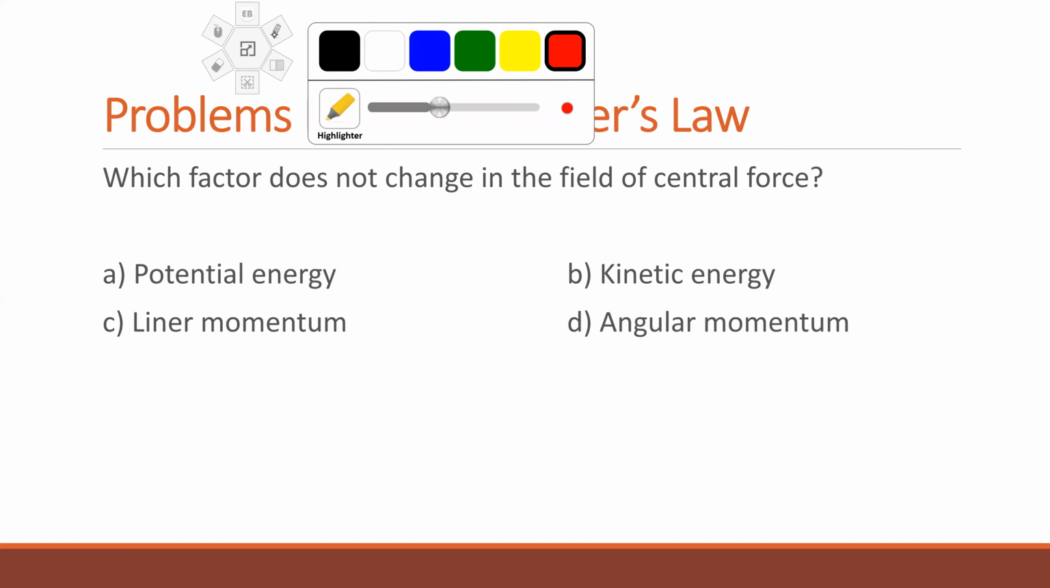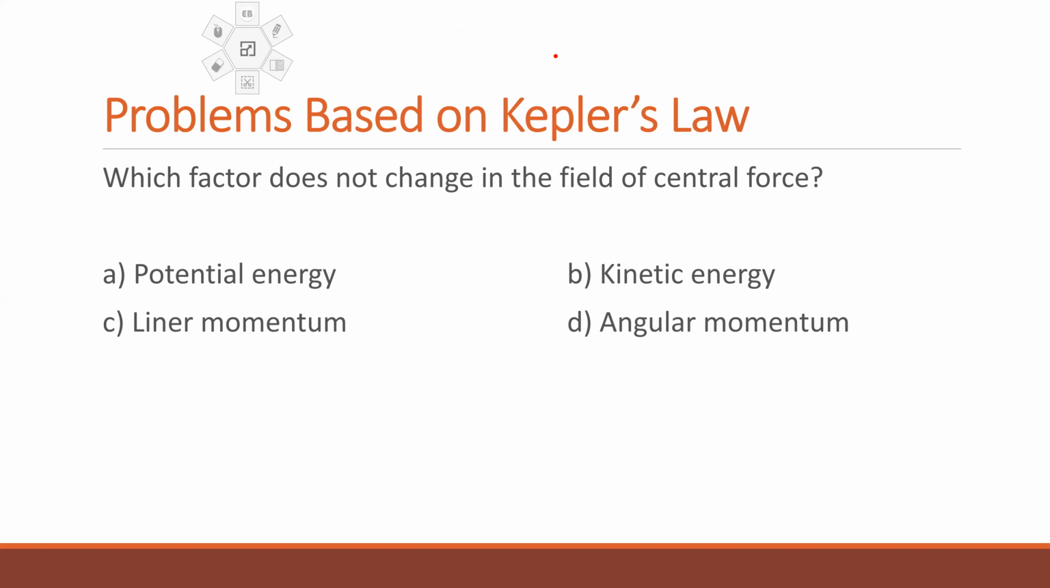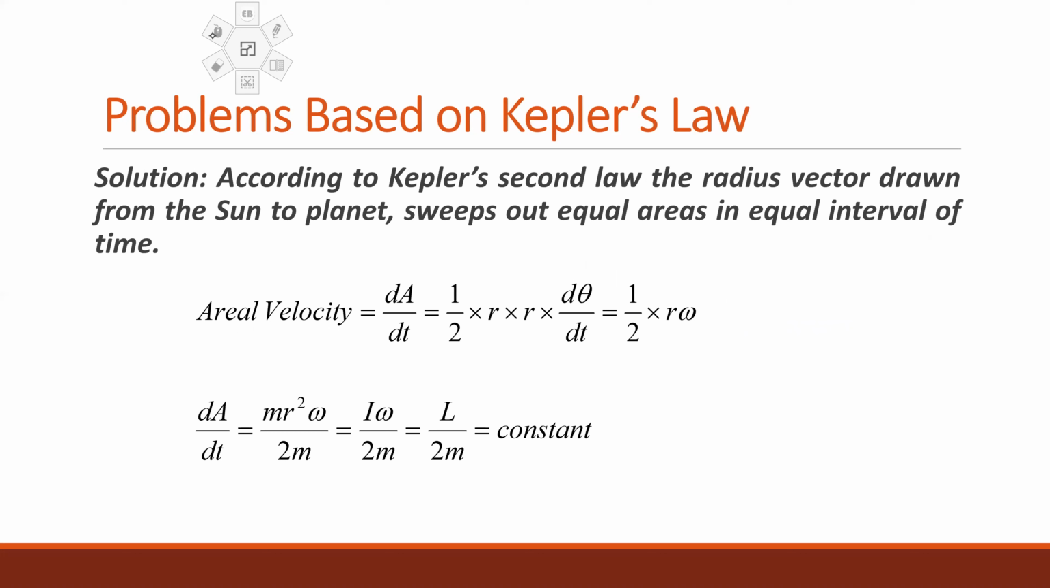Okay, what is that equation? We know that dA by dt equal to angular momentum L divided by 2m. This L is called angular momentum. This is the quantity that will not change. Next. Once again, write down this equation also. L divided by 2m equal to constant. How does this equation come up? I told you that this is the area of triangle: area of triangle equal to half into r into r sin theta.